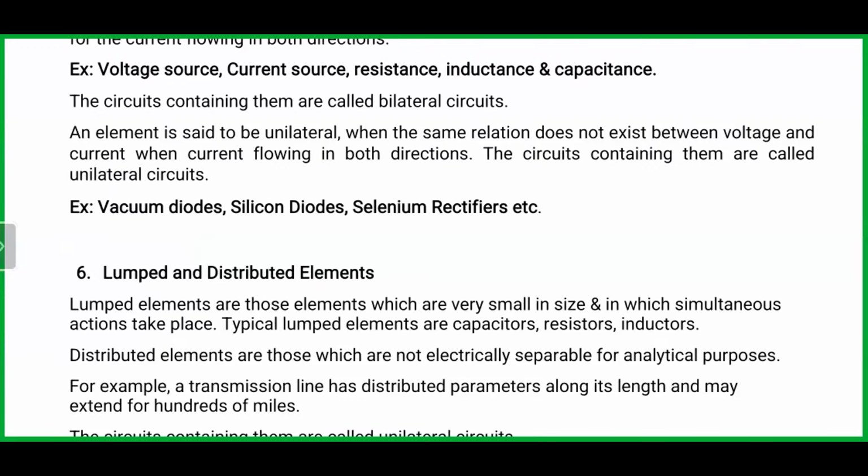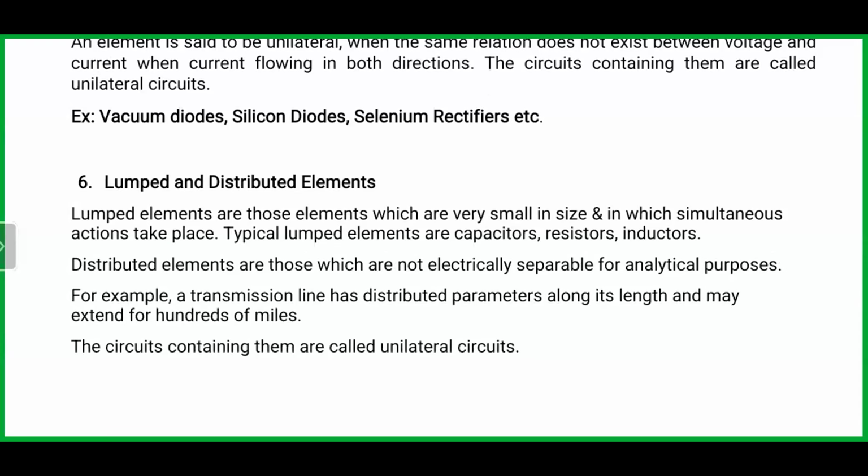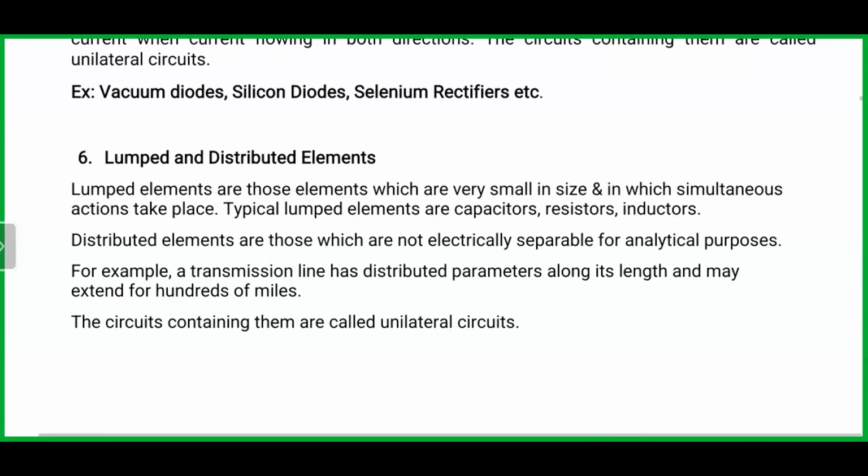So distributed elements are those which are not electrically separated, or separable, for analytical purposes. For example, a transmission line has distributed parameters along its length and may extend for hundreds of miles. The circuits containing them are called unilateral circuits.